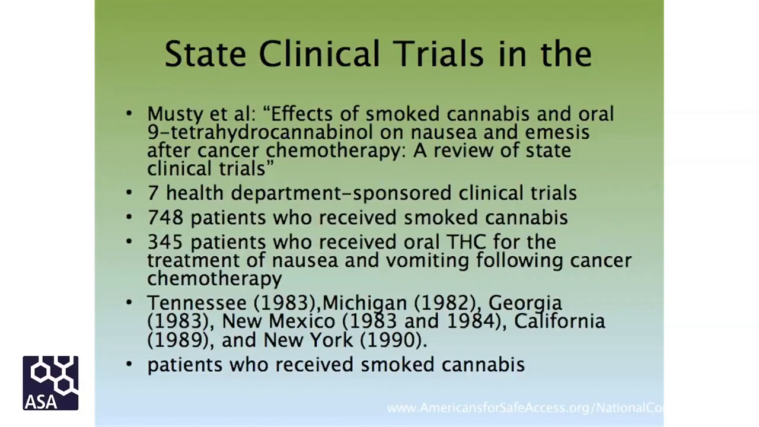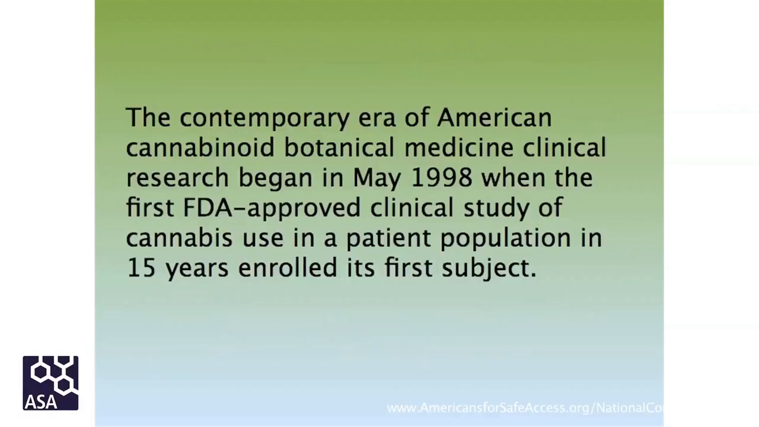I don't know how much time I have left, but a quick mention that most of the research done before the 1990s was non-controlled clinical studies, but they had large numbers of patients. 748 patients smoked cannabis in these seven state-sponsored clinical trials for cancer patients getting chemotherapy. These were the states that were involved. And 70 to 100% relief from nausea and vomiting was self-reported by patients in these uncontrolled cannabis versus THC pill studies.